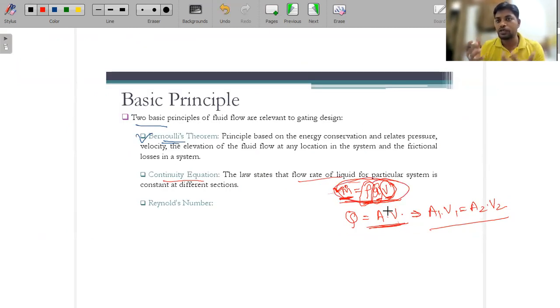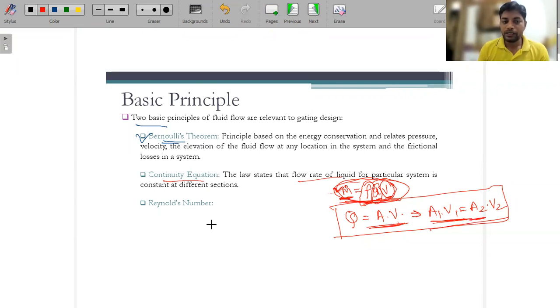Okay, generally for dynamic flow or static flow, we only consider this equation, that is Q equals A into V. And if we take it for the two conditions, that is A1 V1 equals A2 V2, meaning volume flow rate.